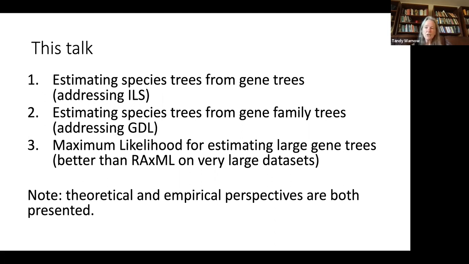So I'm going to be presenting theoretical perspectives and empirical perspectives. I don't think you can understand estimation using only one of them. You need to have an understanding of the theory and of the empirical results to be able to interpret your data. So I'm going to be doing both. If you're a theoretician, you'll get some theory. If you're an empiricist, you'll get some empirical work, and hopefully it'll satisfy everyone a little bit. And like I said, please go ahead and do interrupt with questions.